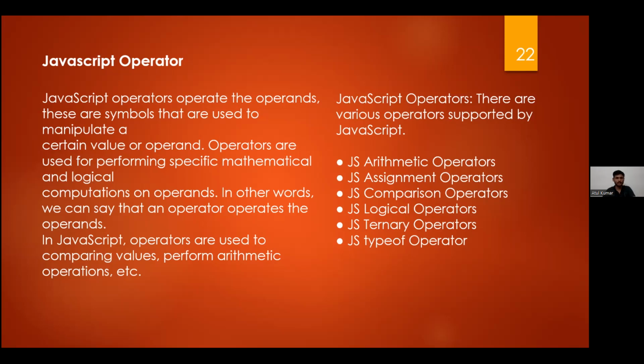In JavaScript, operators are used for comparing values, performing arithmetic operations, etc. There are various operators supported by JavaScript, and a few of them are. There are 6 types of JavaScript operators. The first type is arithmetic operators. The second type is assignment operators, and the third type is comparison operators. In the same way, there are 3 other types: logical and other types of operators.